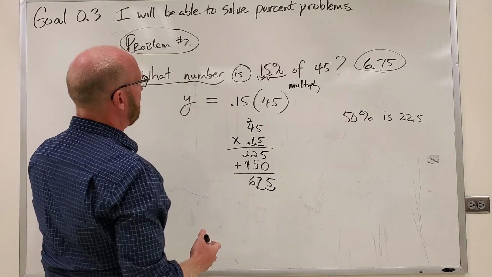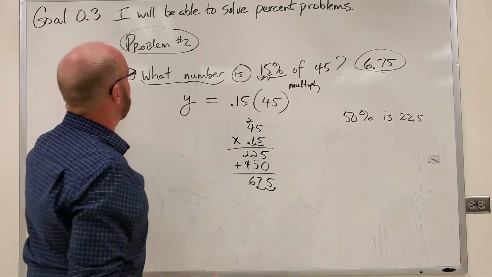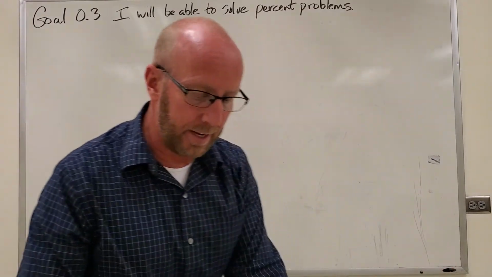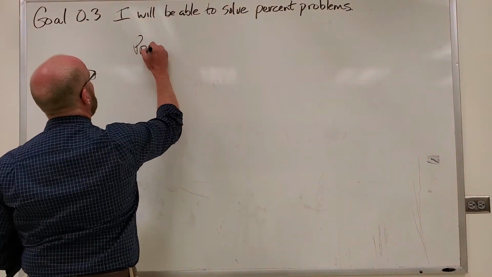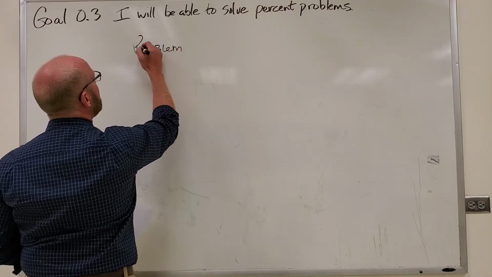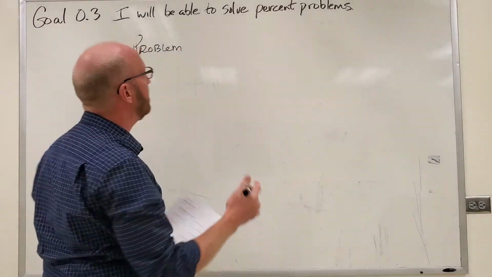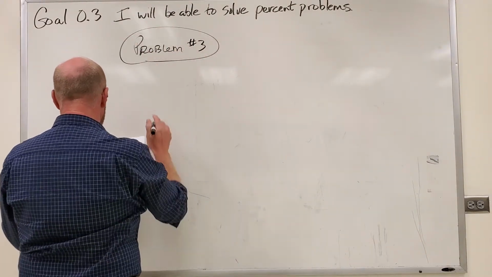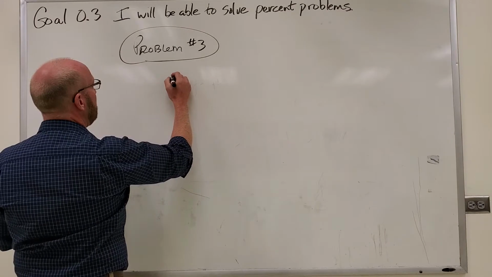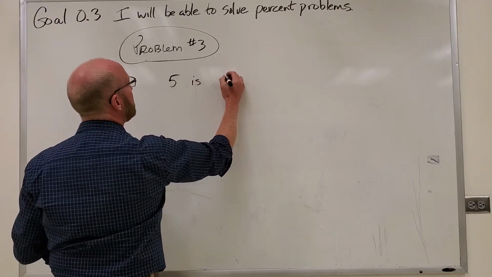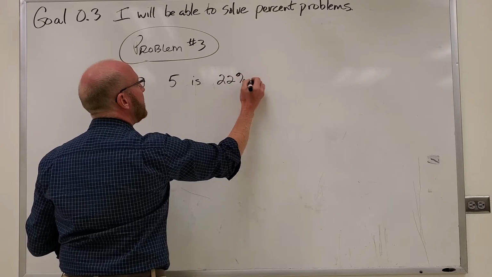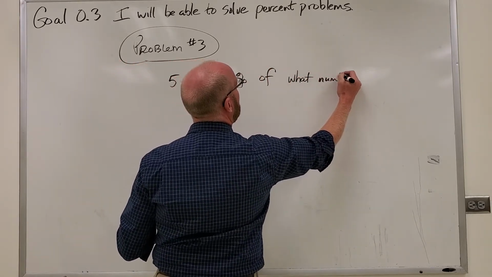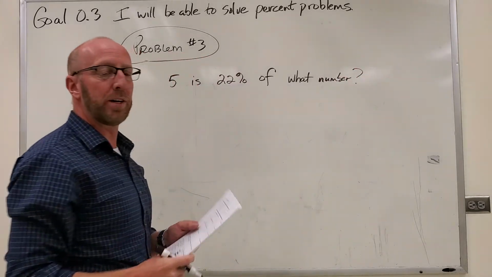Okay, that's problem 2. And let me show you the third type of problem that you'll work on this week. The third type of problem. We'll do more of this during our half-hour Google meetings. Here's problem 3. 5 is 22% of what number? 5 is 22% of what number?